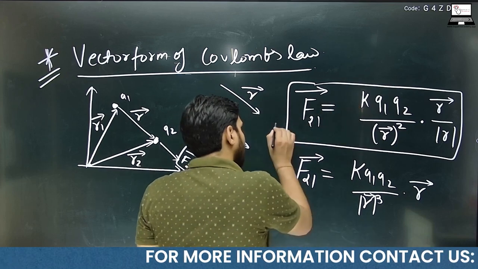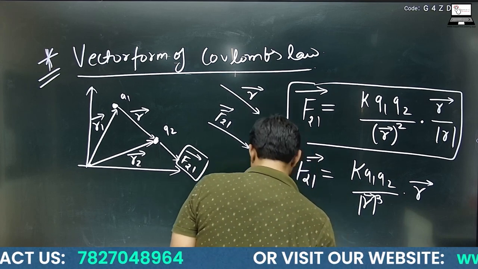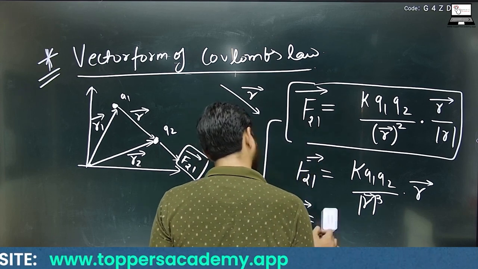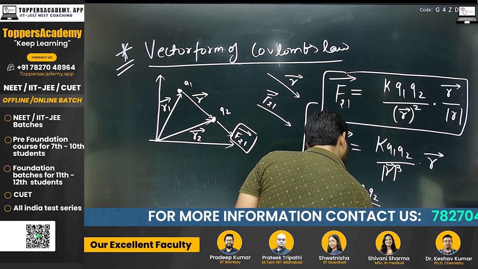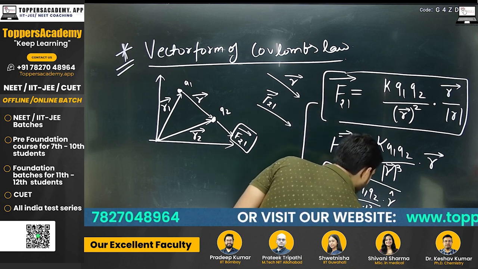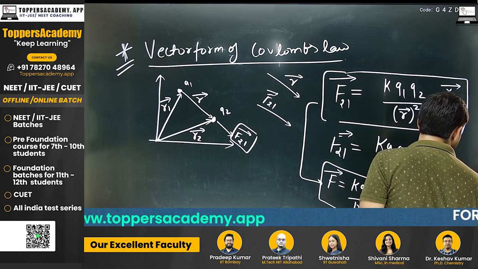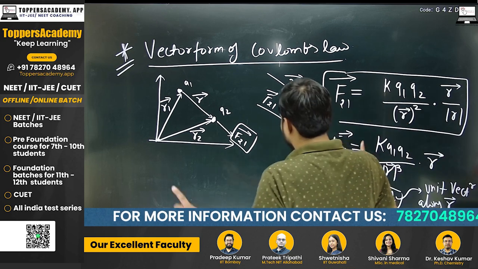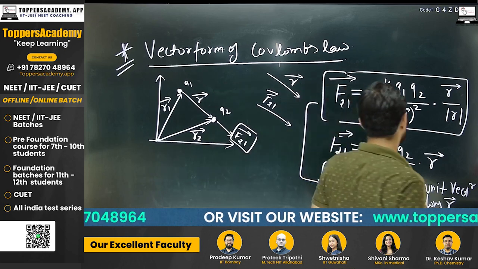But what about another form? This form can also be written as KQ1 Q2 upon R square, multiplied by R cap. R cap is what? Unit vector along R. Clear? Everything is clear. I hope you get it. You can copy it.